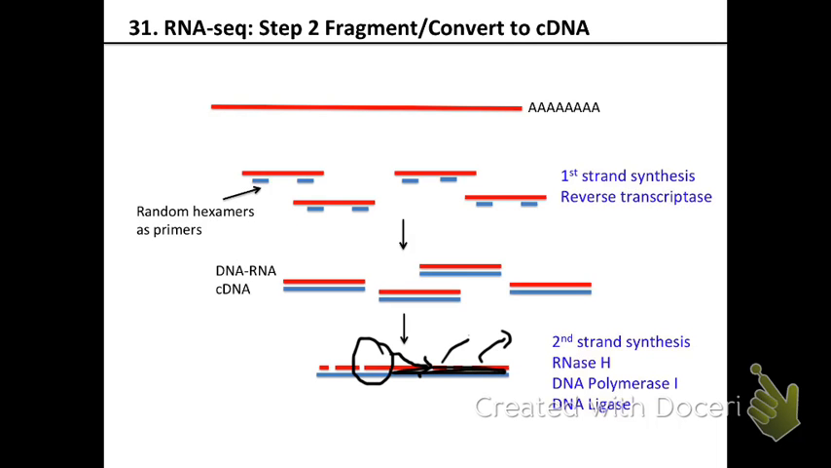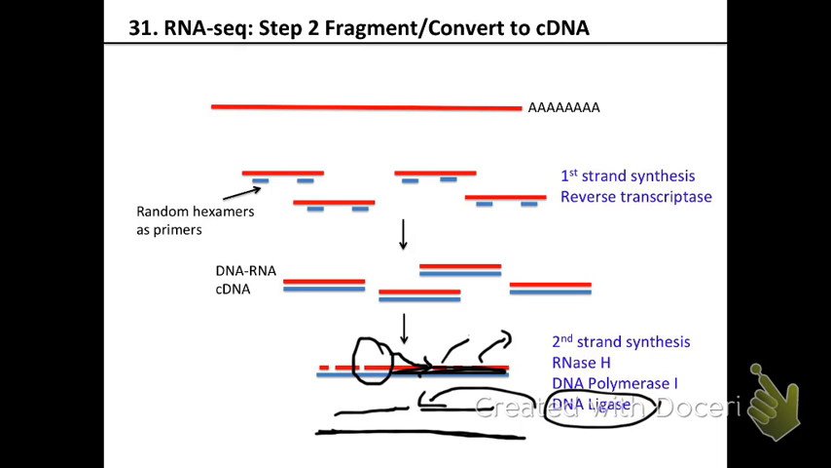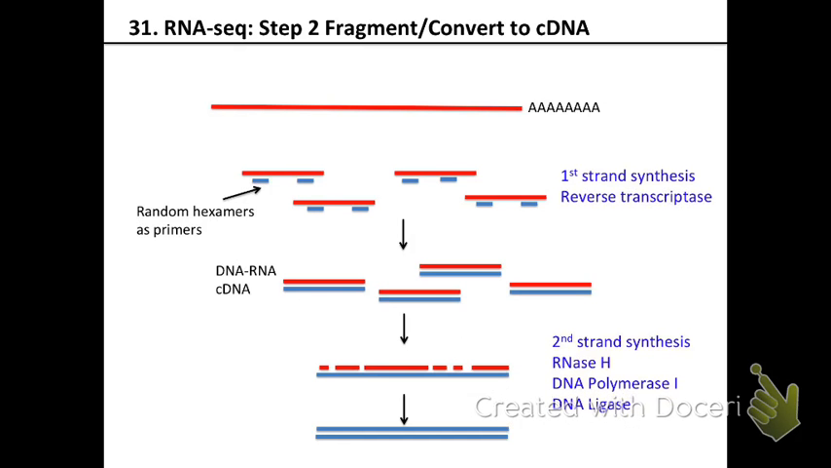And when the DNA is synthesized, if there are gaps, the ligase is going to come in and ligate these. So at the end of this reaction with these 3 enzymes, what you're going to get is your double-stranded cDNA. Does that make sense? Any questions?